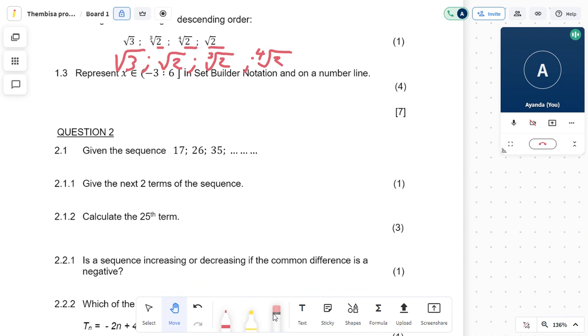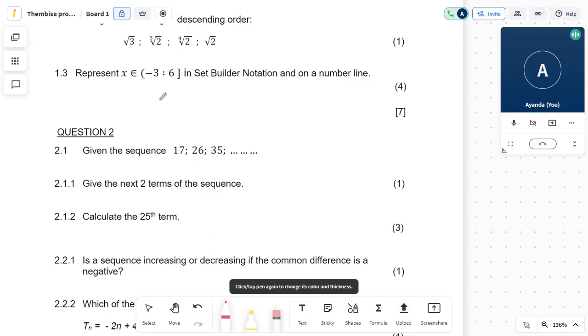Next, we're asked to represent x as an element of (-3, 6] in set builder notation and on a number line. So what's set builder notation? Most of us know what a number line is. A number line would look a little something like this.